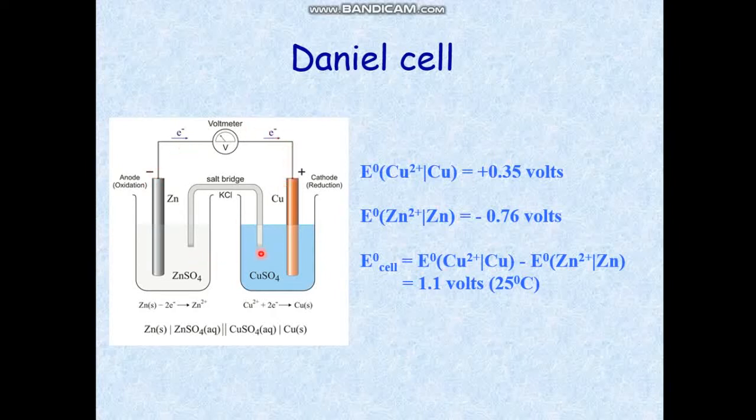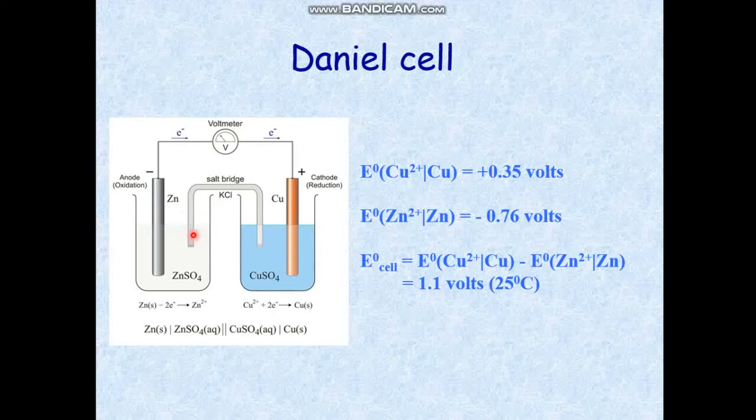Now, both solutions would lose their electroneutrality, because here zinc 2+ ions would increase while sulfate ions would decrease, so it will be cationically rich. On the other hand, this solution would be anionically rich. Here the sulfate ions would be much greater in concentration than the copper 2+ ions. So both solutions are not electrically neutral.